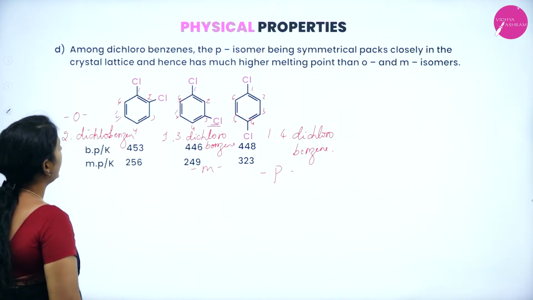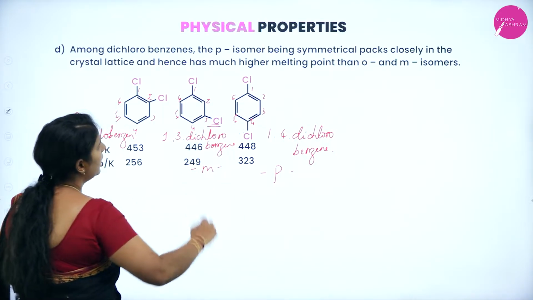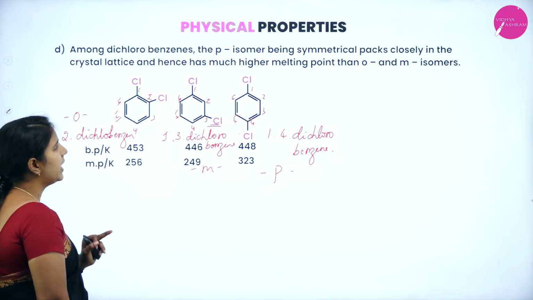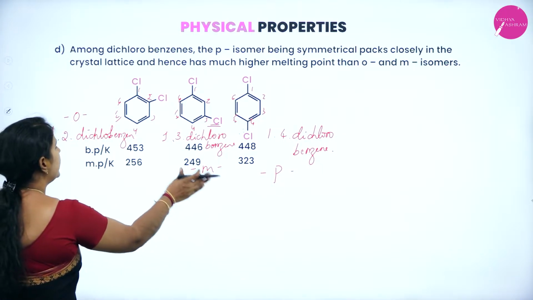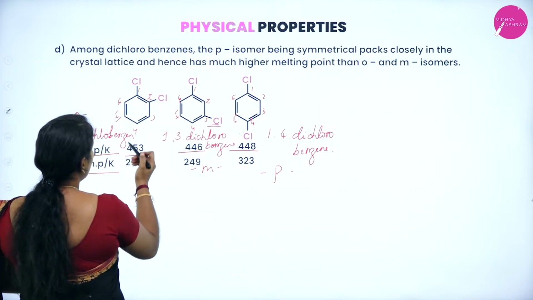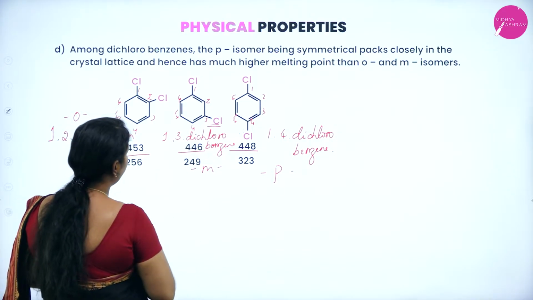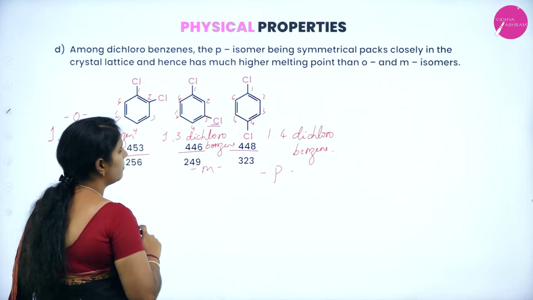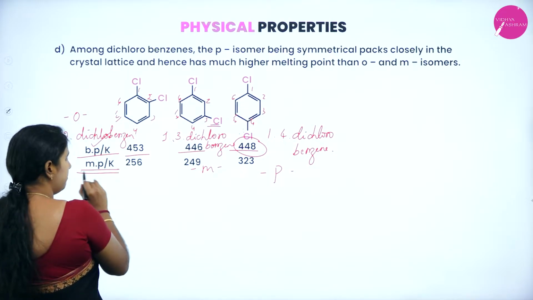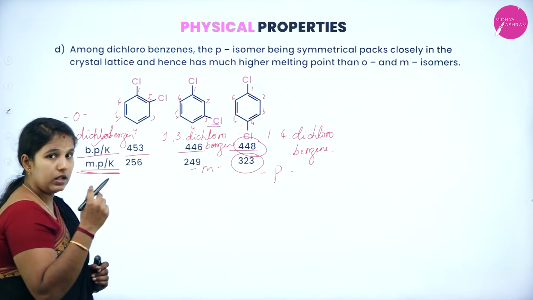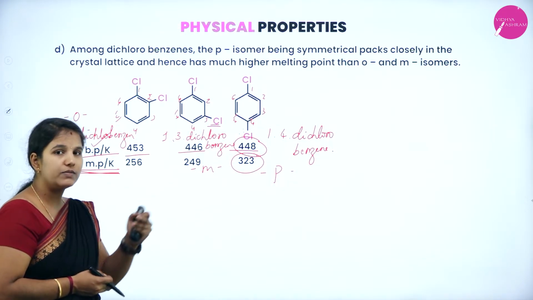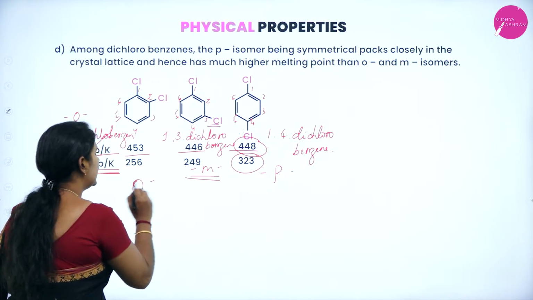Among the dichlorobenzenes, the para isomer is symmetrical and packed very closely in the crystal lattice, hence it has a higher melting point than the meta and ortho. If you look at the boiling points, ortho has 453, meta has 446, whereas para dichlorobenzene has 448. Looking at the melting point, the para isomer is more closely packed, hence its melting point is very high compared to the meta and ortho.